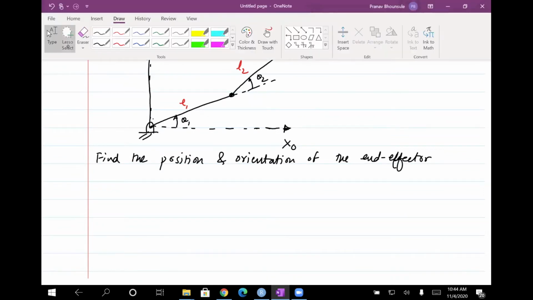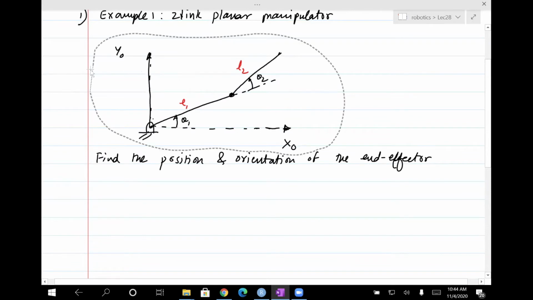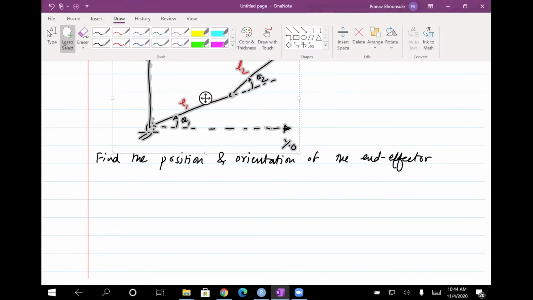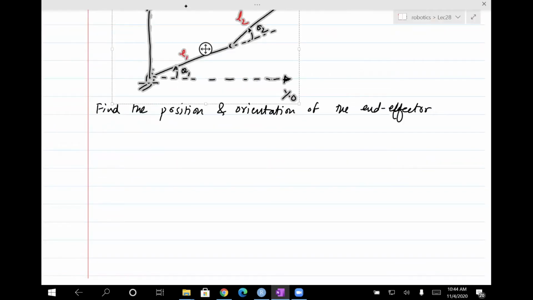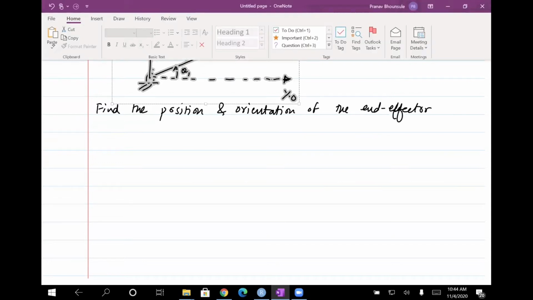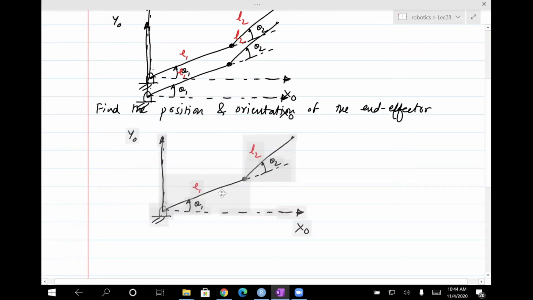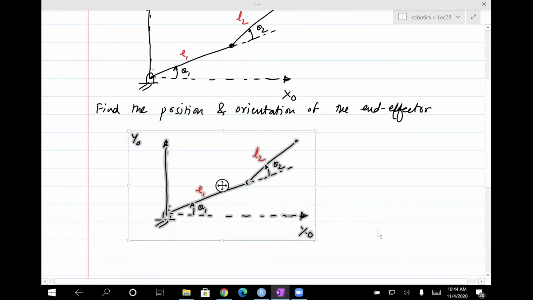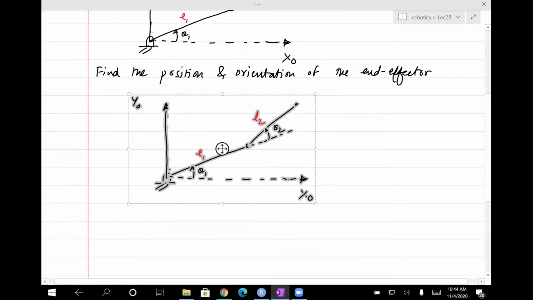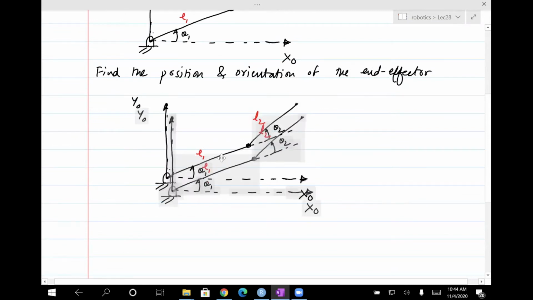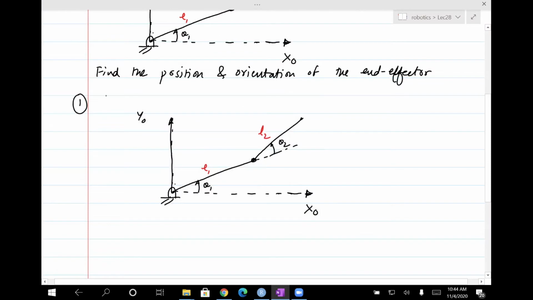So let me just redraw this and essentially copy this, because we will start establishing axes based on the DH algorithm I just talked about. Okay, step 1.